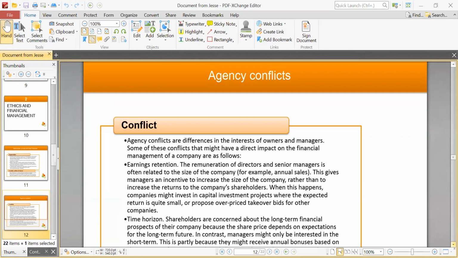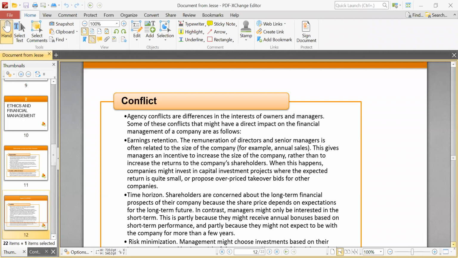So, earnings retention. The remuneration of directors and senior managers is often related to the size of the company, for example, annual sales. This gives managers an incentive to increase the size of the company rather than to increase the returns to the company shareholders. When this happens, companies might invest in capital investment projects where the expected return is quite small, or propose overpriced takeover bids for other companies. So you see, there's a conflict between the agents, who are the managers, and the principal, who are the shareholders.